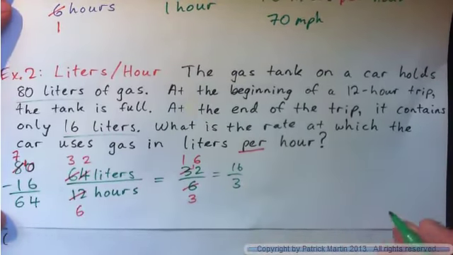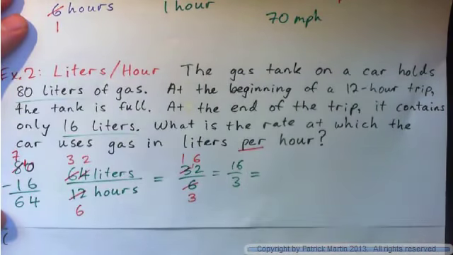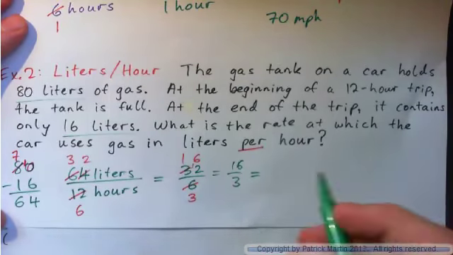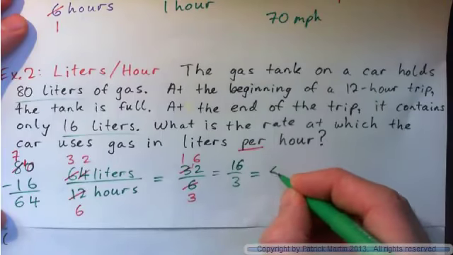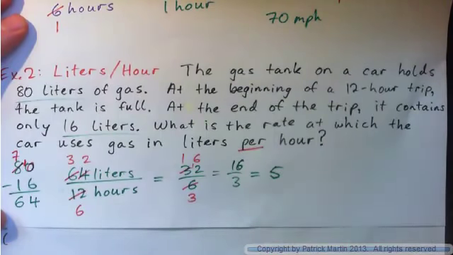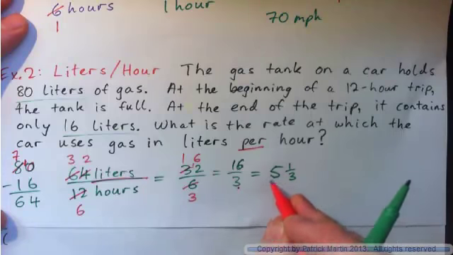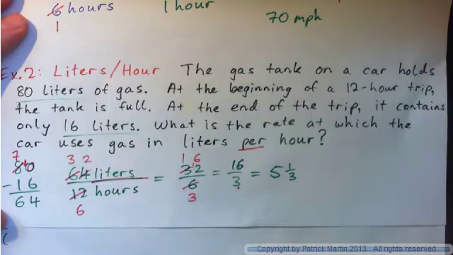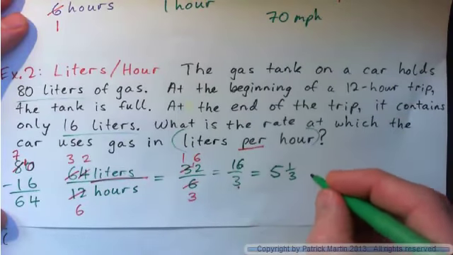I need to get that as a decimal, or, how about a mixed number? That'll be better, right? Let's get that as a mixed number. 3 into 16 goes how many times? 5 times, remainder 1. So 5 and 1/3. And of course we're talking about liters per hour, so it's 16 liters for every 3 hours, or in other words 5 and 1/3 liters for every 1 hour. So it's 5 and 1/3 liters per hour, as you were asked to do.